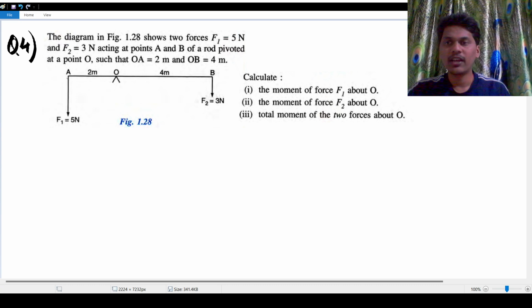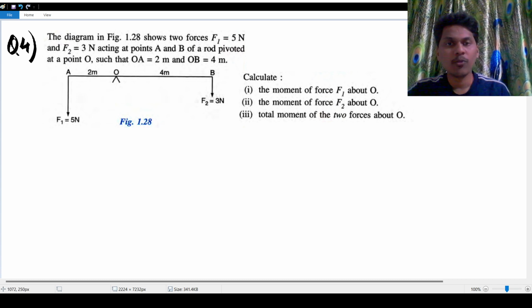From the diagram we can clearly see at point A, F1 is equal to 5 Newton, a directional line segment has been drawn, and at point B a directional line segment F2 has been drawn, which is equal to 3 Newton, at distances of 2 meter and 4 meter respectively.